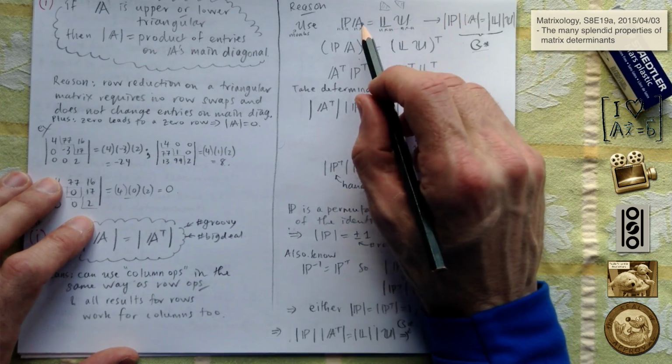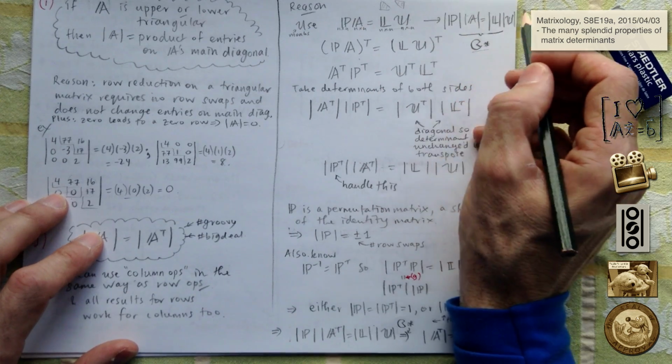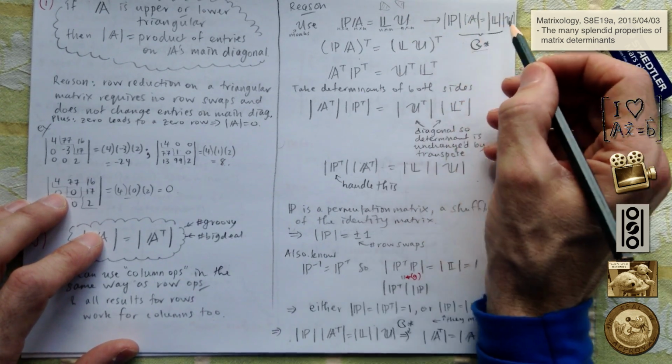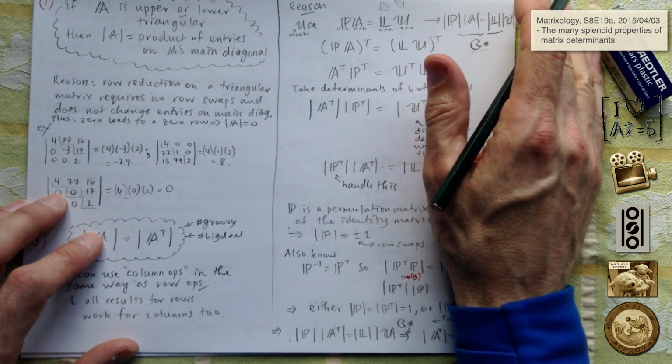Okay, so we have this result. We can take the determinant of both sides and split it. So we get the determinant of the permutation matrix times the determinant of A is the determinant of L times the determinant of U. So that's one result. We'll just put that off to the side.